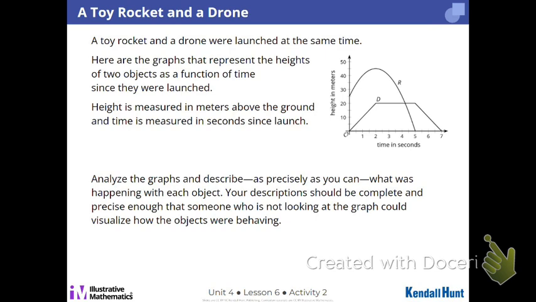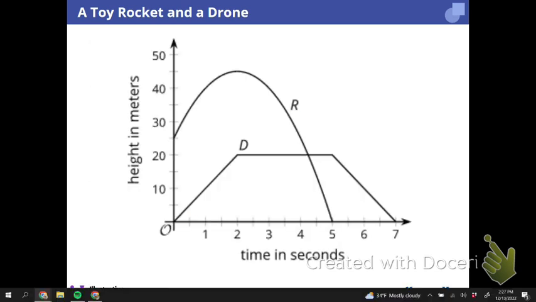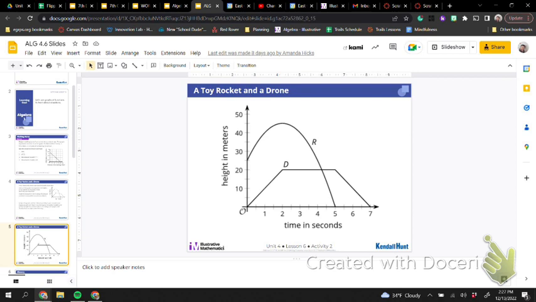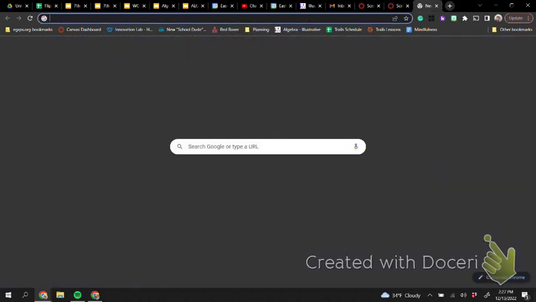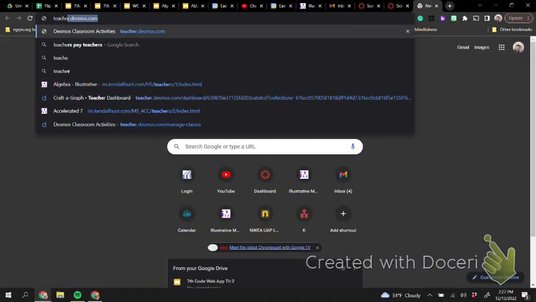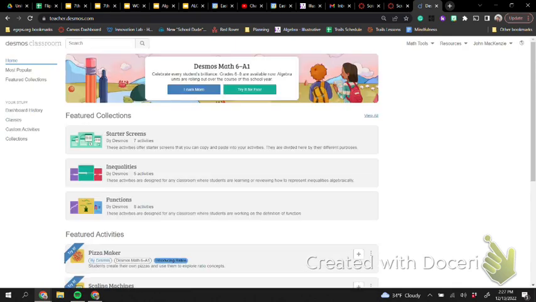As I walk around, let's select our winners of the most detailed descriptions. Now we're going to move on to a Desmos activity. You're going to need your device. I assigned it to you on Desmos. So everybody needs to get on Desmos.